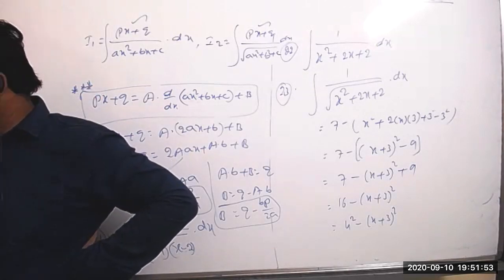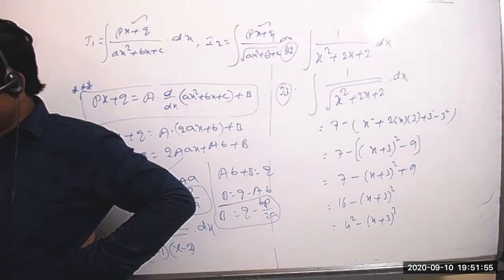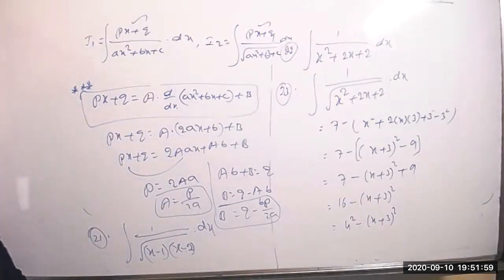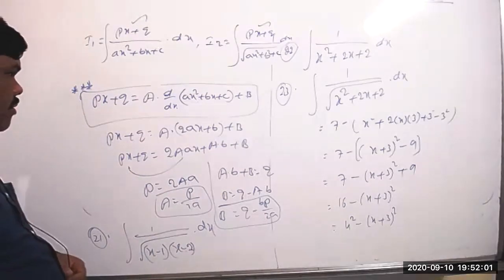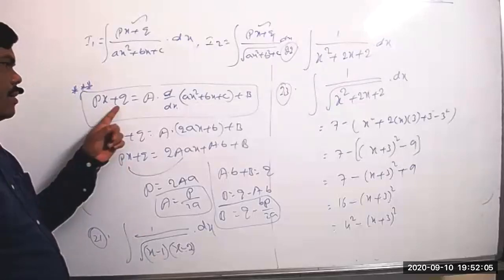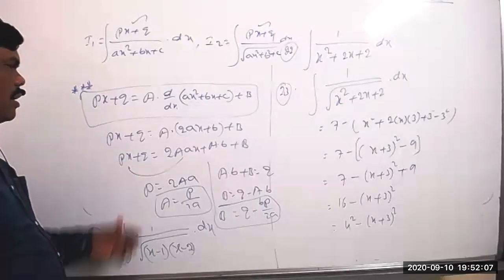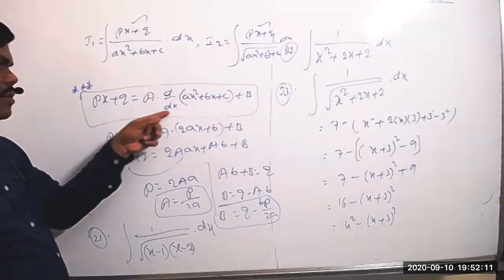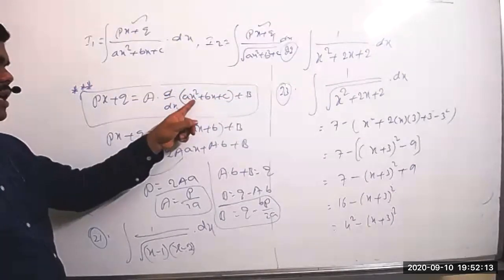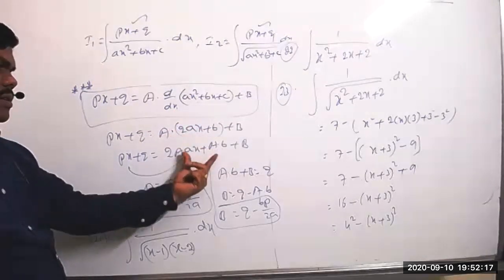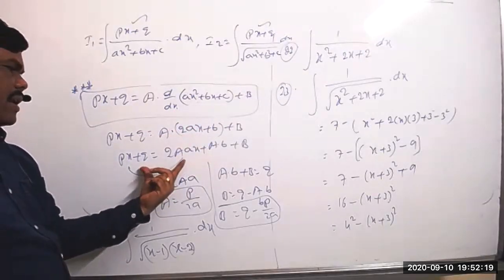Sir, I still didn't understand, sir. Tell me now. This formula, right? After this formula, we can take the differentiation of this one equal to how much? Tell me. So 2x differentiation plus b, 2ax plus b, right? First simplify that, multiply and simplify. Later compare both sides.